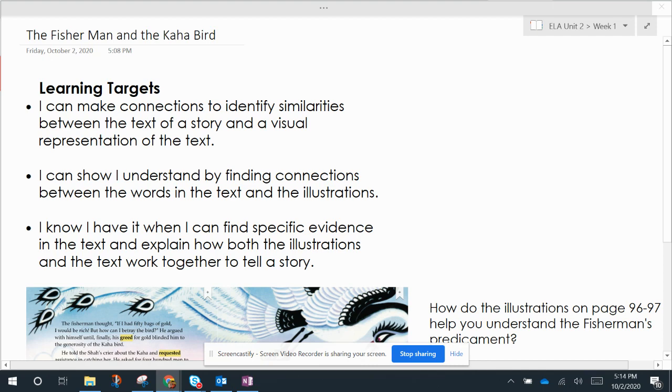Welcome to part 2 of the Fisherman and the Kaha bird. We are moving on to some new learning targets this week. We're going to be looking at illustrations.